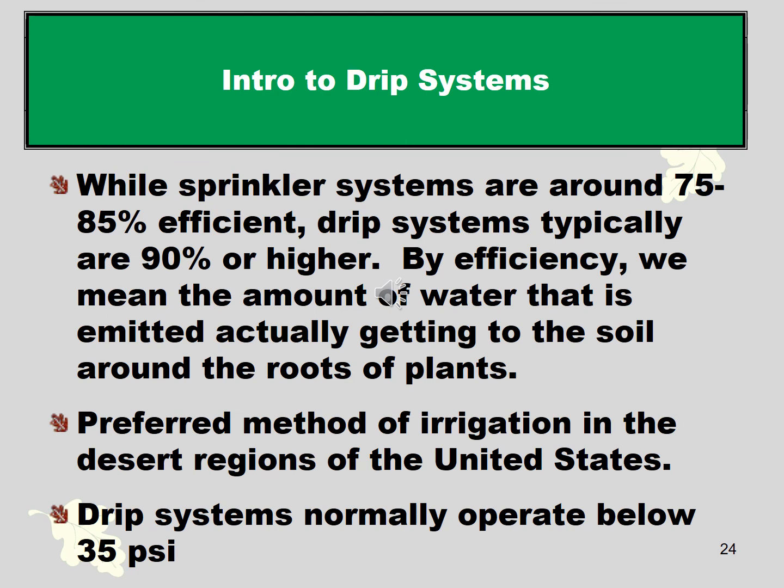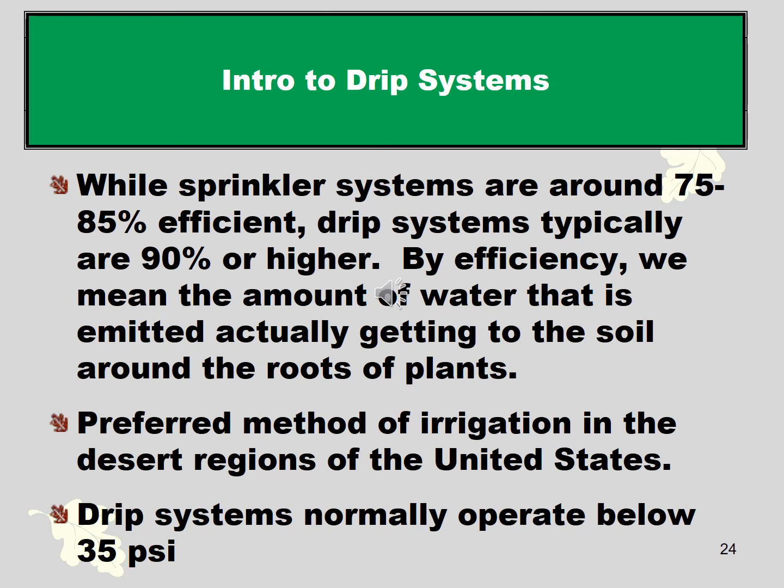As far as efficiency of your irrigation systems, sprinkler systems are about 75% efficient. Drip systems, typically 90% or higher. And what does that mean? What is efficiency? It's just the amount of water that's emitted actually getting into the soil around the roots of plants. So that's all about evaporation. Evaporation from water between when it comes out of the emitter to when it hits the ground. So it's really just about evaporating out of the air once it leaves the emitter before it hits the ground. That's the inefficiency that we're talking about.